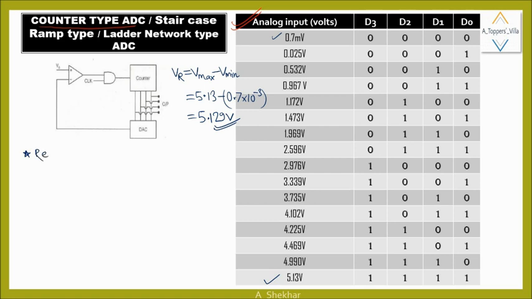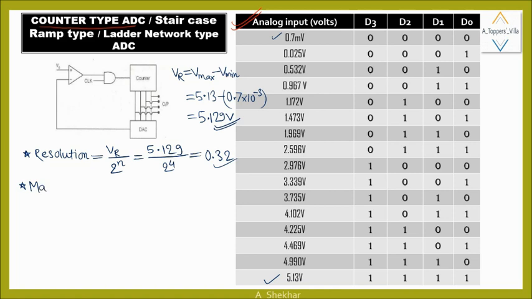Now, if we want to find the resolution of this ADC, it can be calculated by V range upon 2 raised to power n. N is the number of bits. Since we are considering a 4-bit counter type ADC, so n will be 4 here. So we can calculate this by 5.129, the range of the voltage, upon 2 raised to power 4. So when we will calculate this, we will get the value to be 0.32. So this is the resolution of this 4-bit counter type ADC corresponding to this dataset.